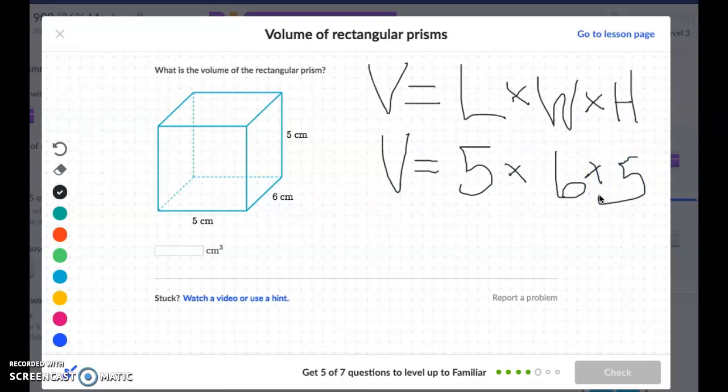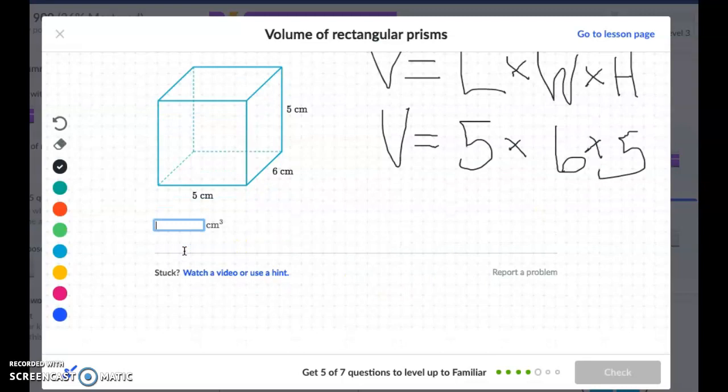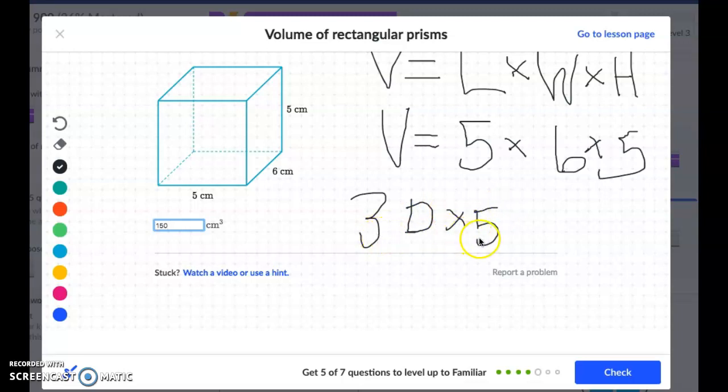So 5 times 6 is 30, and then 30 times 5, if you need to work that out, you could work that out. 30 times 5 is 150. So for me, I'm going to be thinking of 30 times 5, and I'm going to go back to that tens trick, and I'm going to do 3 times 5 is 15, and then add my 0 on for my answer.